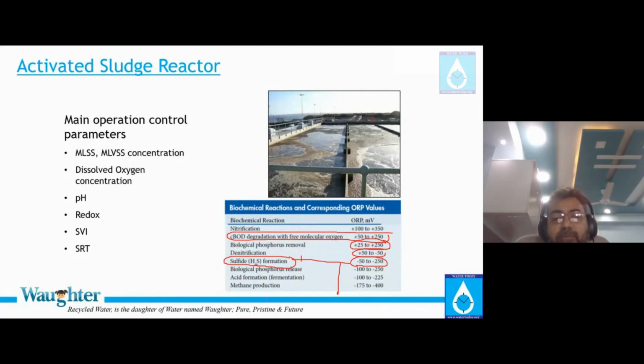Same as, for example, methane production and all those things. So ORP sensors are the right indicators of what is happening right now in your process.